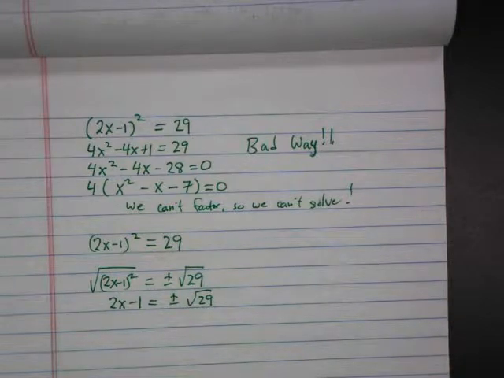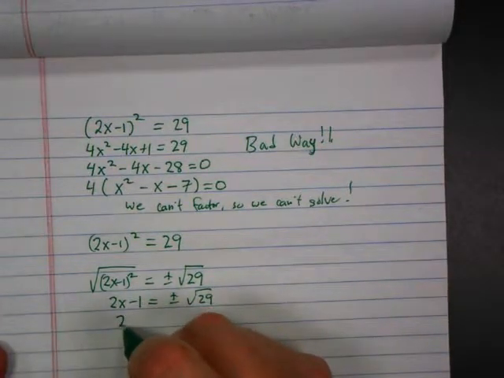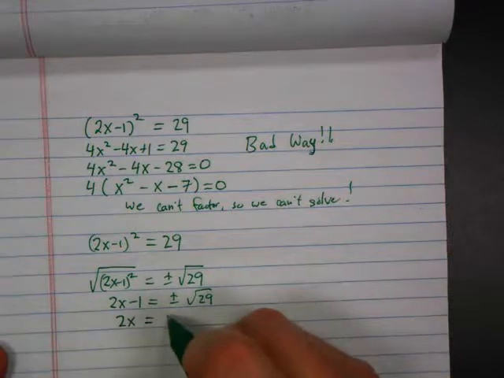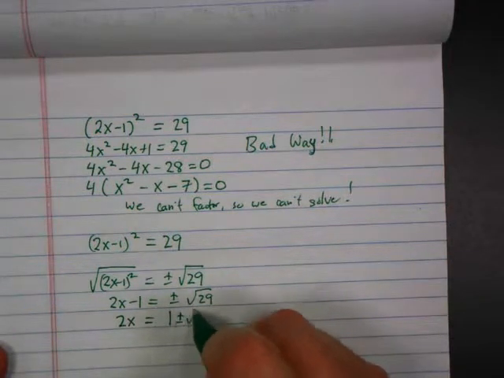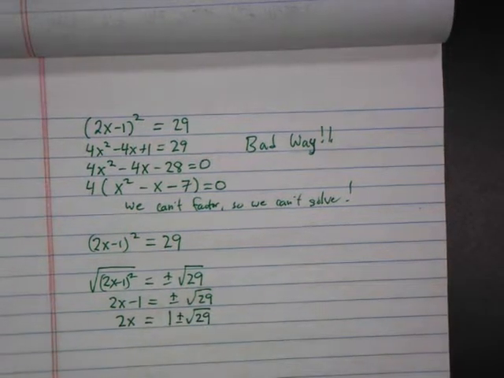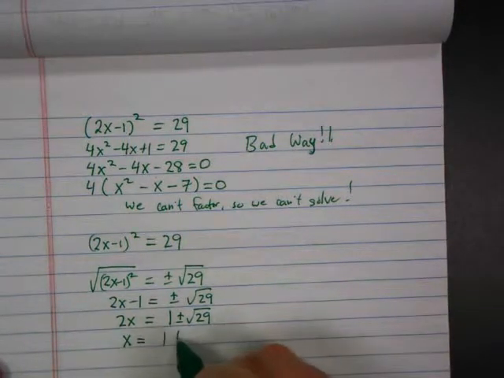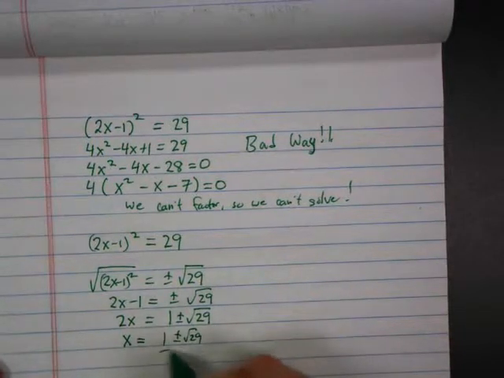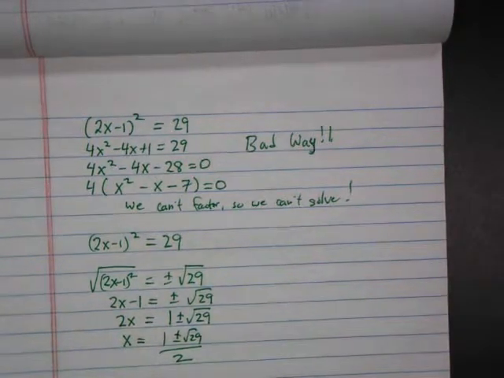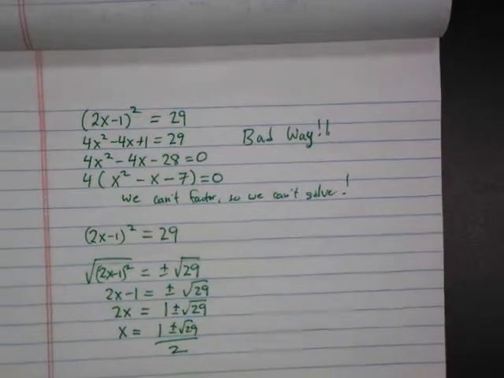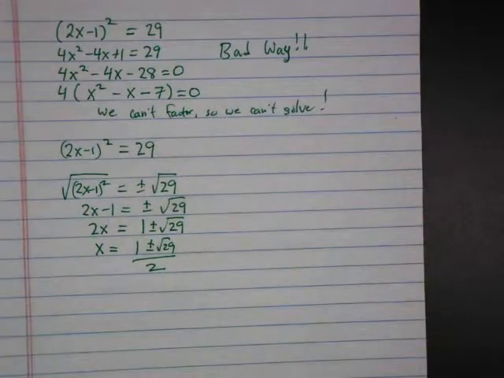You said add 2. I think you meant add 1. Okay, I meant add 1. So we add 1 to both sides. Typically, we would write it as 2x equals 1 plus or minus square root of 29. And then you're absolutely right, we divide by 2. So typically, we would write our answer as 1 plus or minus square root of 29 all over 2. Now, see, I would have done 2x.